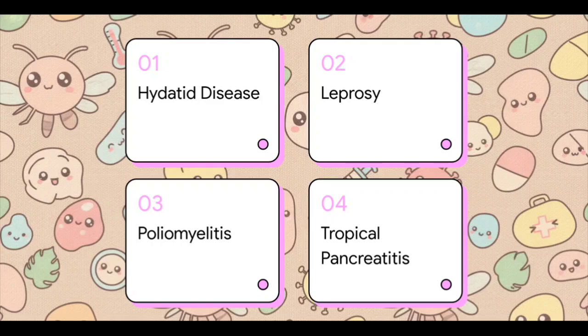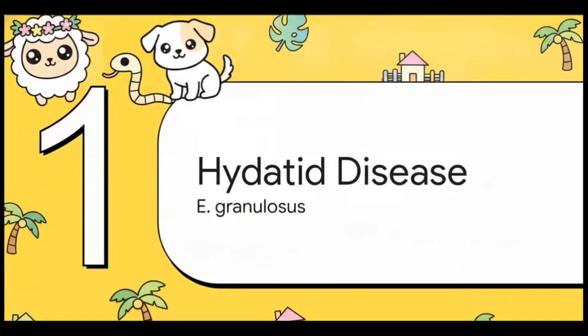We're going to cover their etiology, clinical features, diagnosis, and treatment protocols. Our lineup today: Hydatid disease, leprosy, poliomyelitis, and finally, tropical chronic pancreatitis. All right, round one. We are kicking things off with Hydatid disease, which is caused by Echinococcus granulosus.